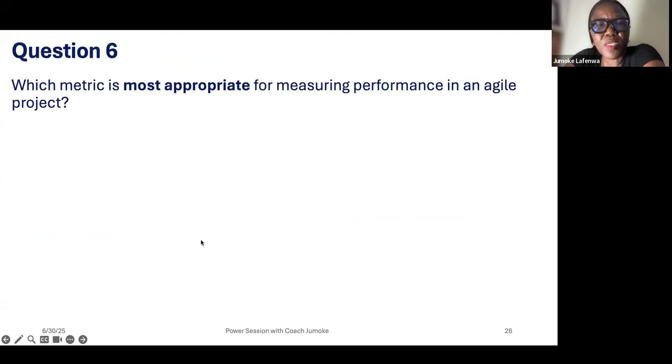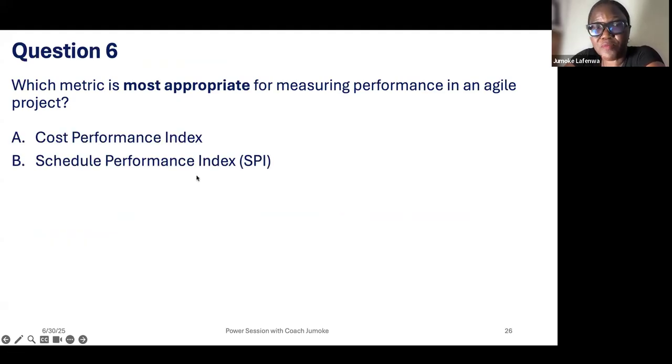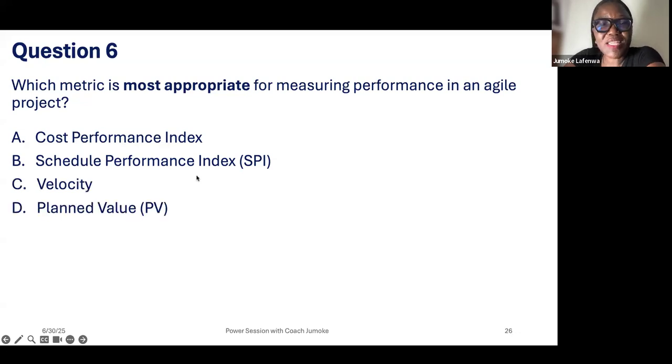Question 6. Which metric is most appropriate for measuring performance in an Agile project? A, cost performance index. B, schedule performance index. C, velocity. D, planned value. This one I'll count up to only 10.